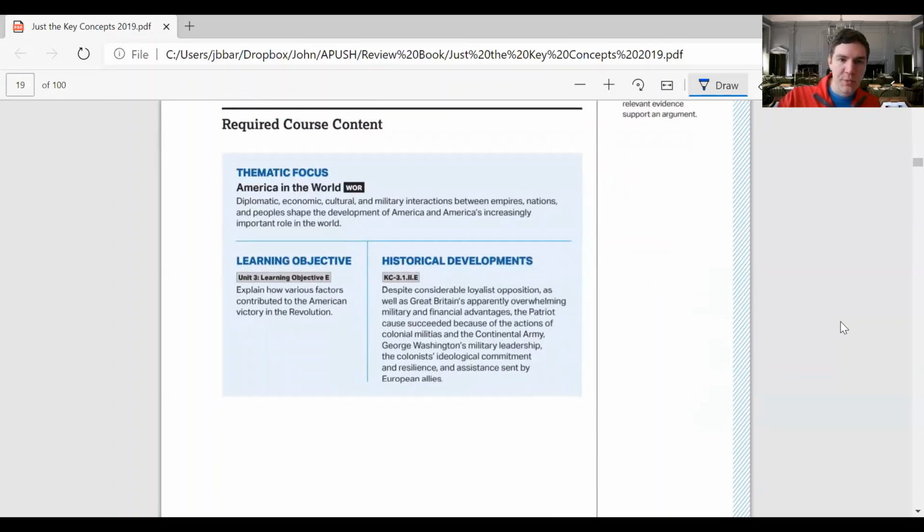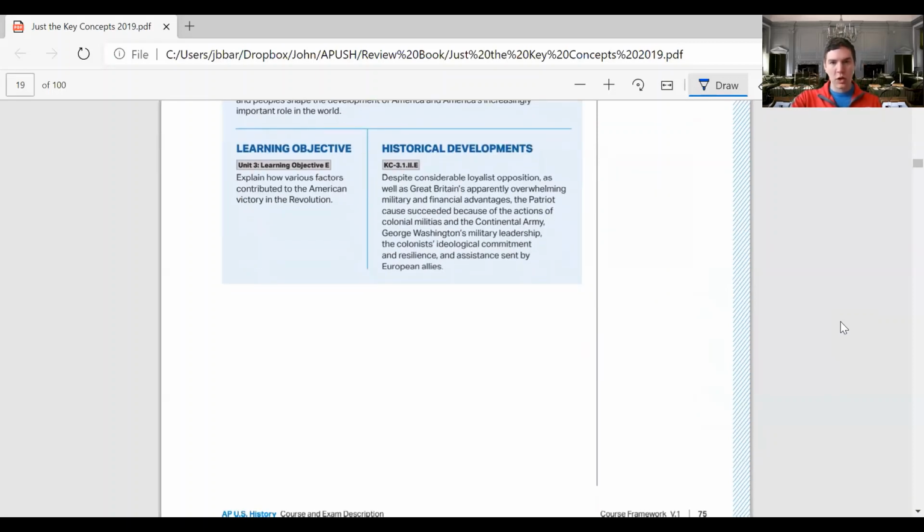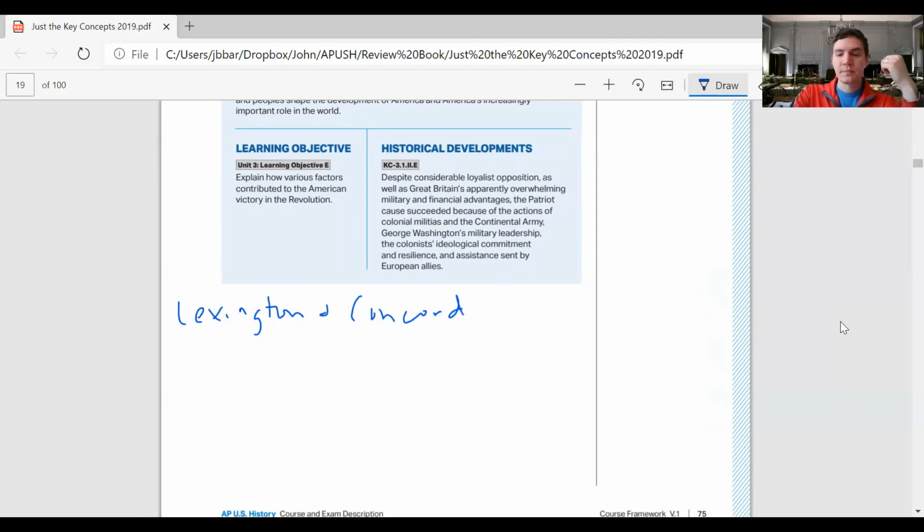Explain how various factors contributed to the American victory and revolution. Okay, so this is pretty small because they don't really talk about battles at all. So I'm going to very quickly go over parts of this. If there's maybe a couple battles you need to know, there's Lexington and Concord, as one of the first attacks taking place between British soldiers and Massachusetts colonial militia.